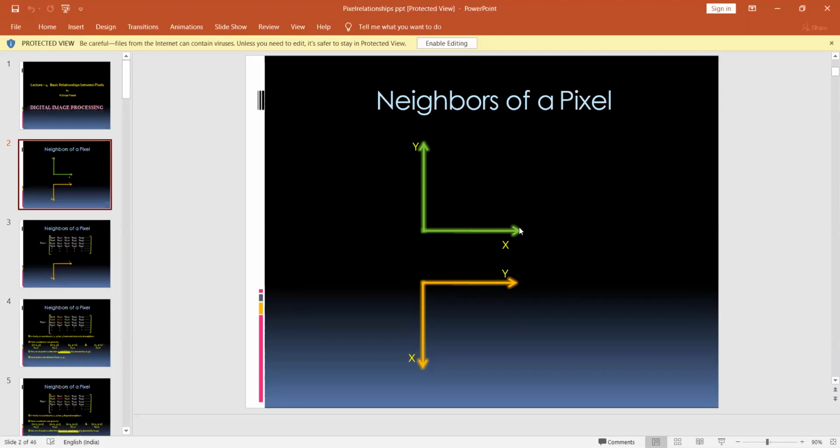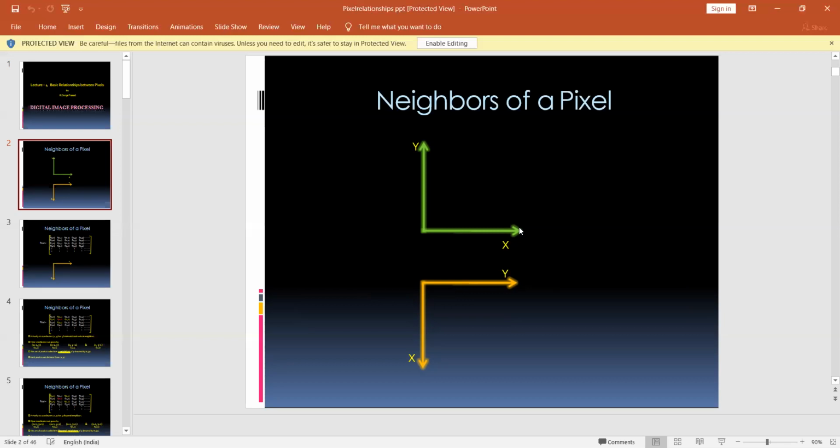So the pixels of any image have some relations between any two pixels. The first one is neighbors of a pixel. Neighbors of a pixel means, suppose there are 9 pixels in an image. With 9 pixels, the middle pixel is said to be the reference pixel, and the size may be 1 by 1, or 3 by 3, or 5 by 5, or some other. So the order of the image should be odd, because we should maintain a reference pixel.